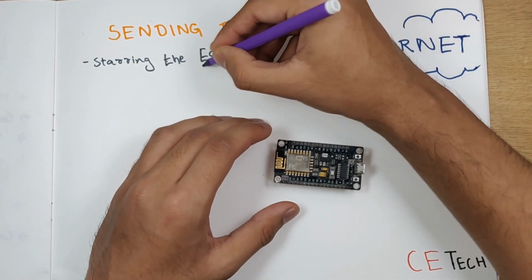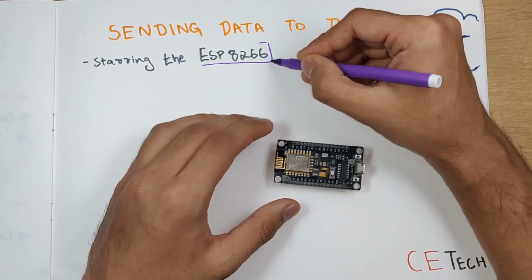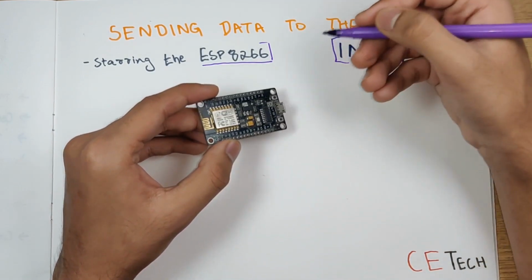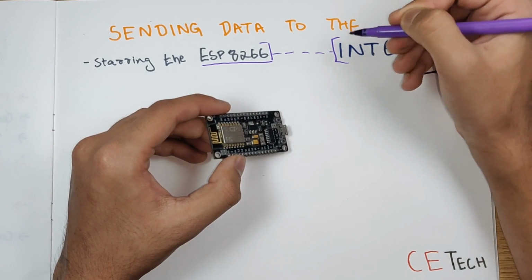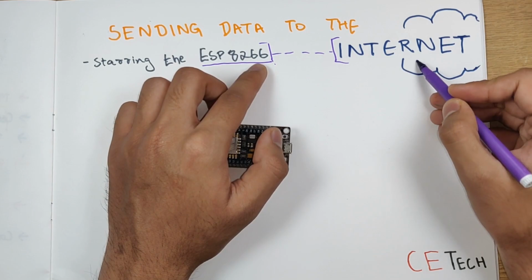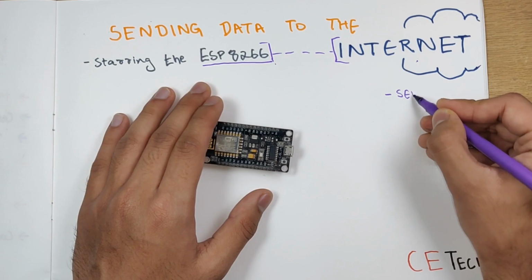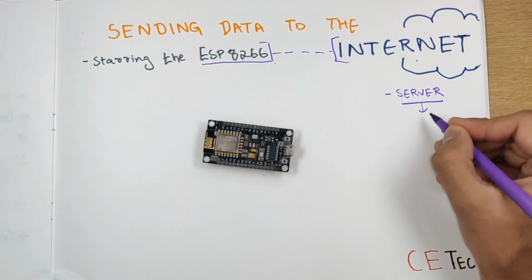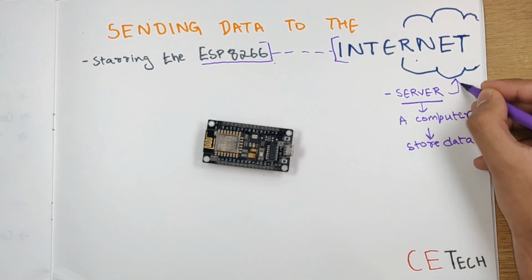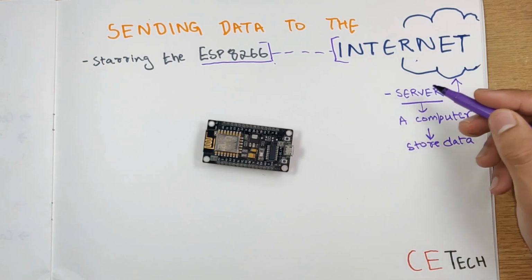Starting with the basics, you need to connect your ESP8266 to the internet. This is done when you connect the ESP8266 to your Wi-Fi, it gets connected to the internet. And now we need to establish a link so that we can send data from the ESP8266 to the internet to some place where the data can be stored. And that place is called a server. A server is nothing but a computer that can store data, which is connected again to the internet and which you can access using the internet virtually or remotely, you can say.